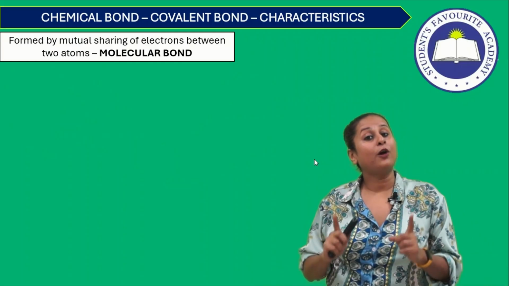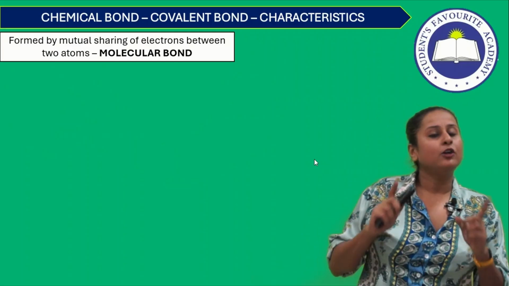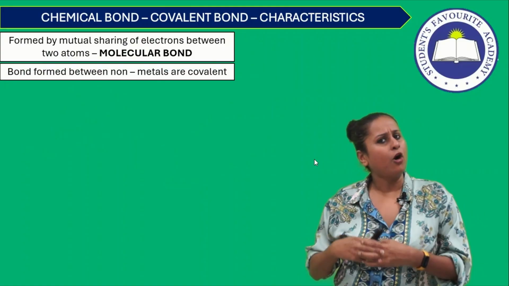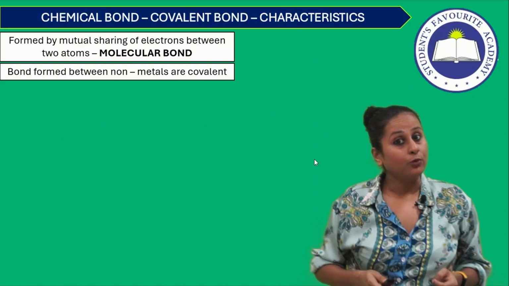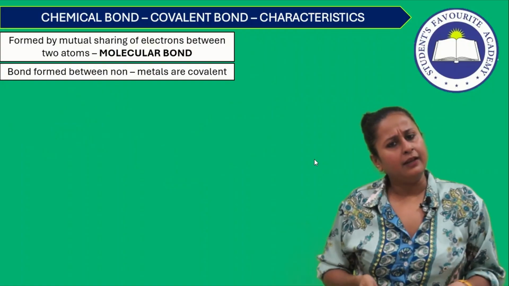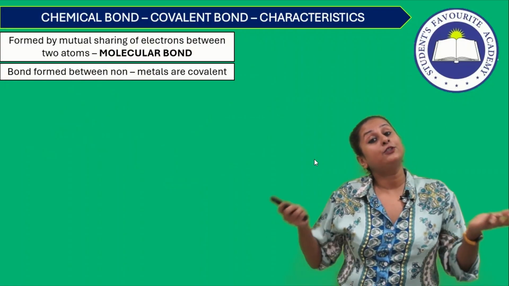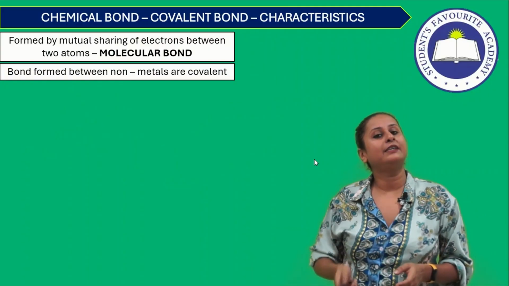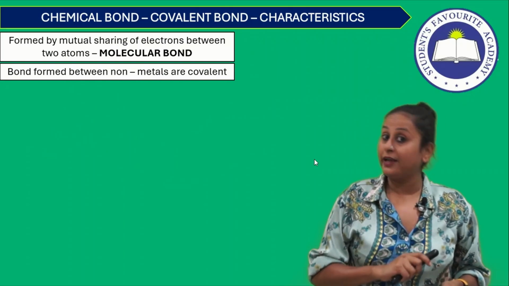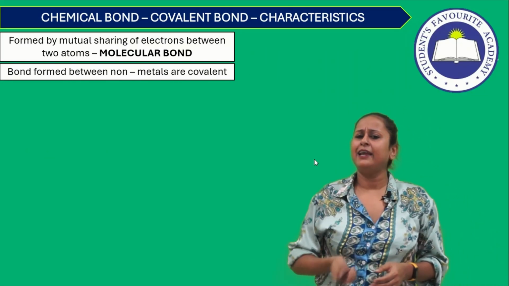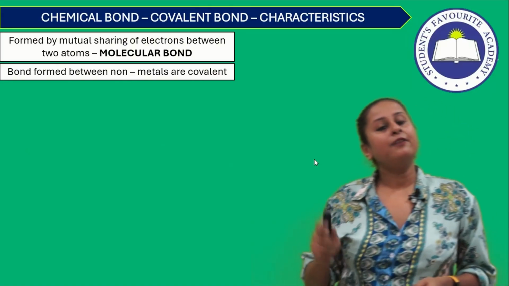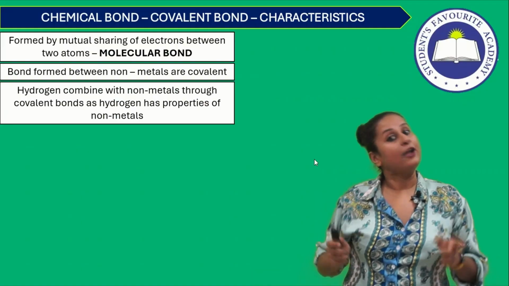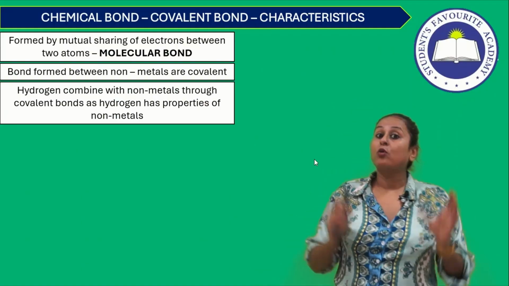A covalent bond is a bond which is formed between 2 non-metals, because non-metals do not have a readiness of giving electrons. So when 2 non-metals have to form a bond, like hydrogen with oxygen to form H2O, hydrogen with chlorine to form HCl, carbon with hydrogen to form CH4, methane, these bonds which are formed between 2 non-metals are always and always covalent bonds. They are never electrovalent bonds. So hydrogen combines with all non-metals in the form of covalent bonds. Hydrogen combines with all metals in the form of ionic bonds. Don't forget that.